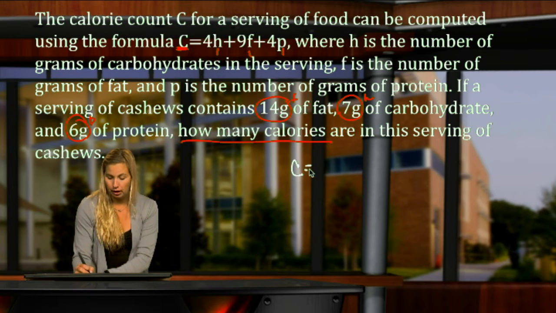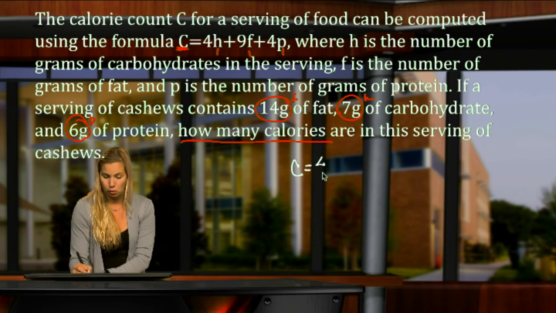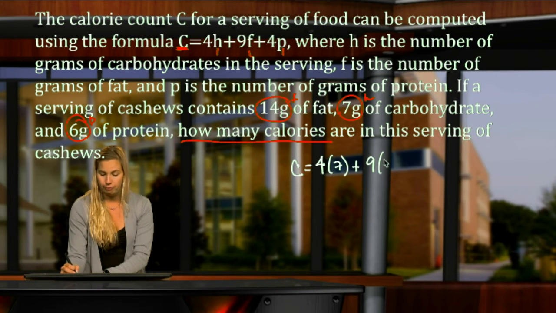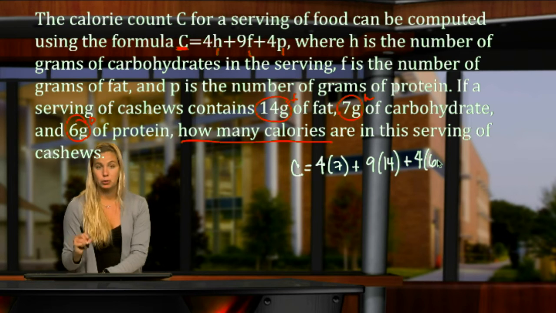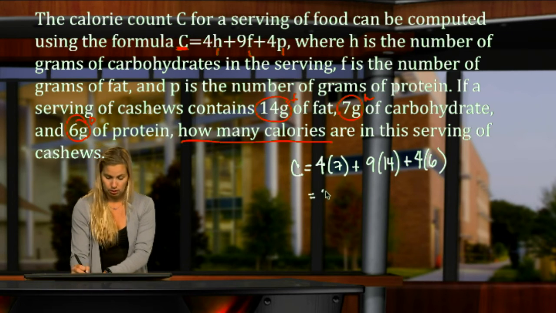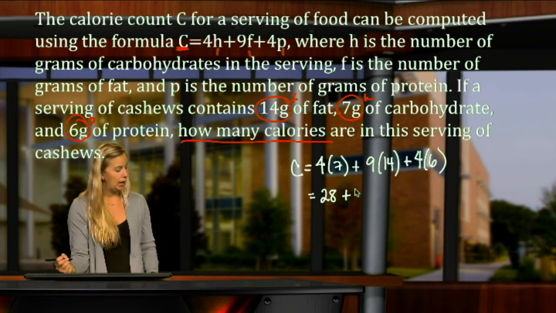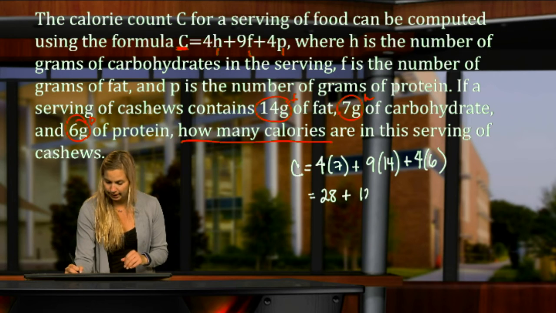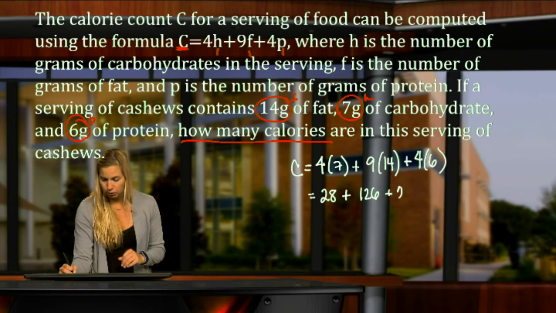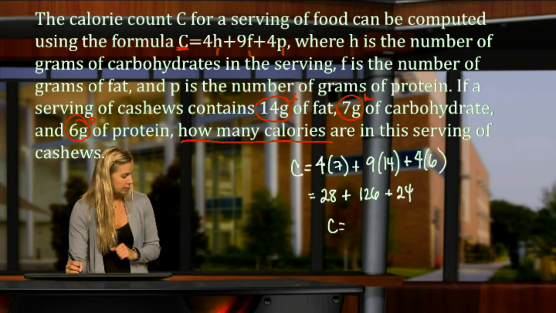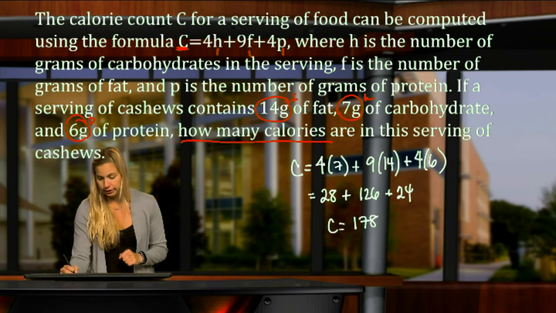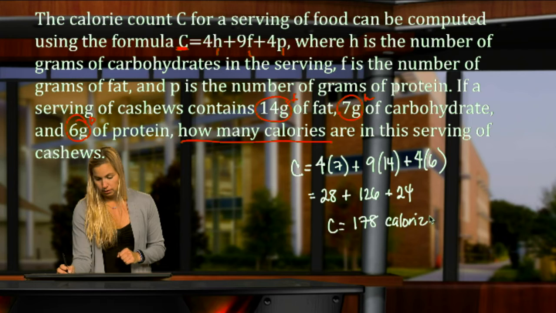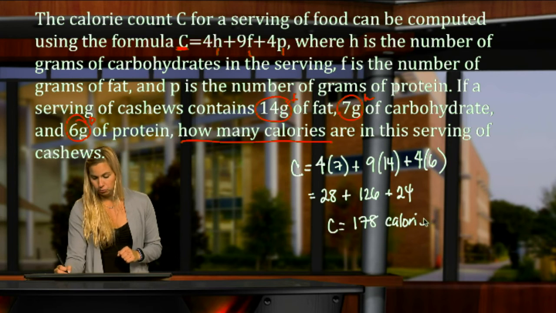Plugging into our formula, the number of calories is given by 4 times H, which is 7, plus 9 times F, which is 14, plus 4 times P, which is 6. 4 times 7 is 28. 9 times 14 is 126. And 4 times 6 is 24. Combining this, we get 178 calories in that serving of cashews.